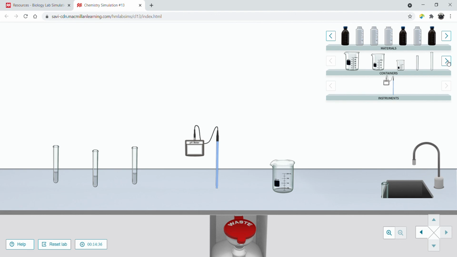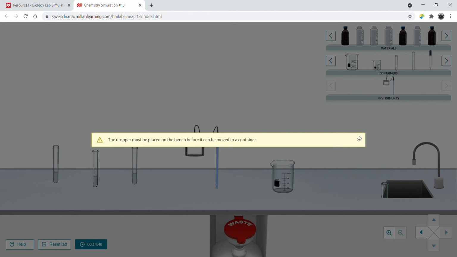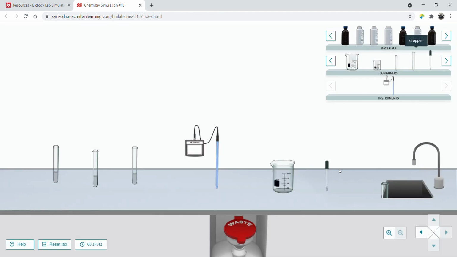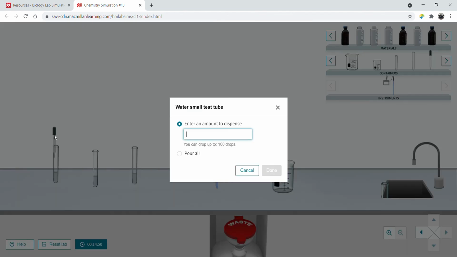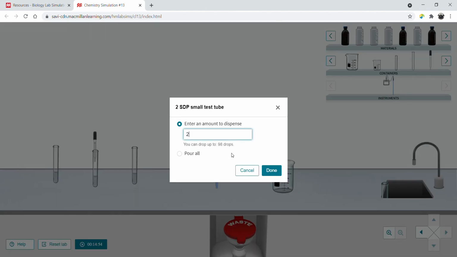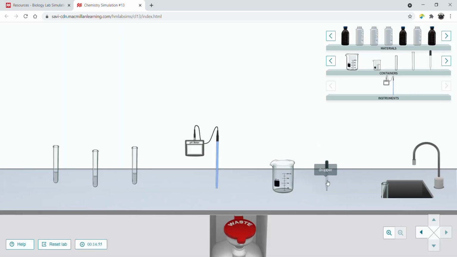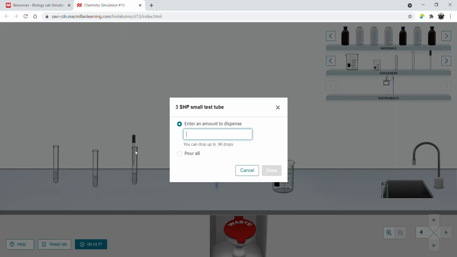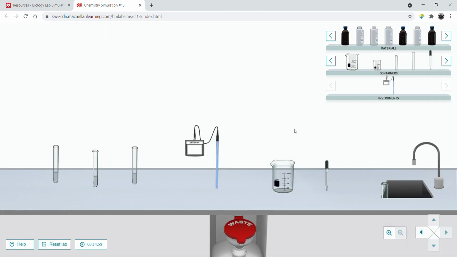Where is our dropper? There it is. Ah, it has to be placed on the bench first. My bad. Okay, it's on the bench. Okay, there we go. I'm going to put 2 drops. There we are. And then 2 drops. And then 2 drops. Whoop, hold on. There we go. Sorry, my dog was rearranging herself on my arm.